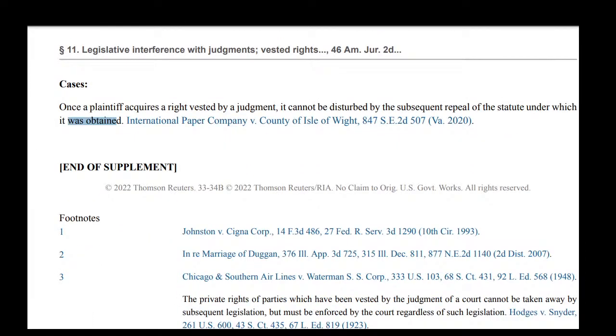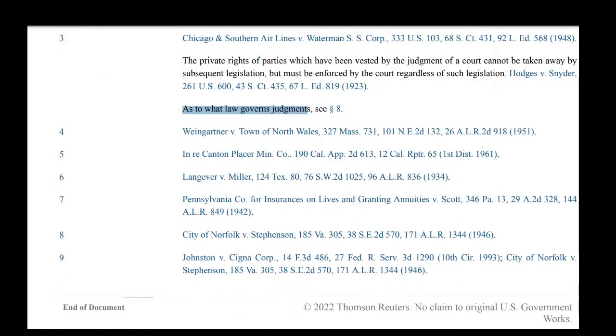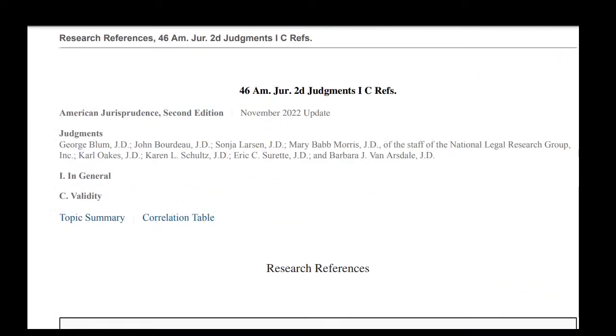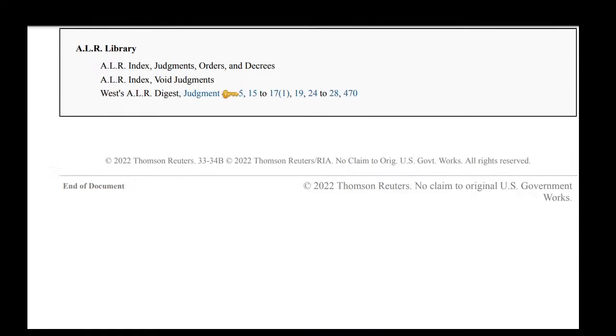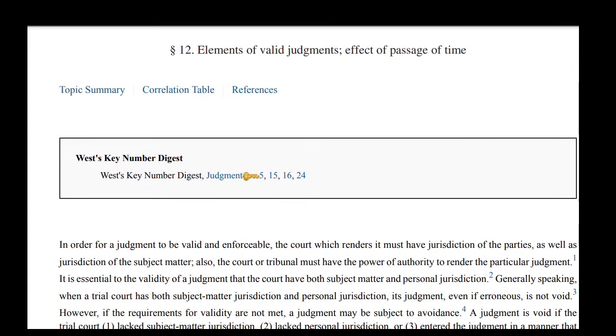The private rights of parties which have been vested by the judgment of a court cannot be taken away by subsequent legislation, but must be enforced by the court, regardless of such legislation. And as to which laws govern judges, we went over that. Here are some more cases. Did you guys catch the significance of that? That judgments are considered property.